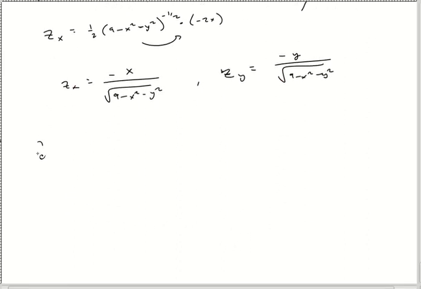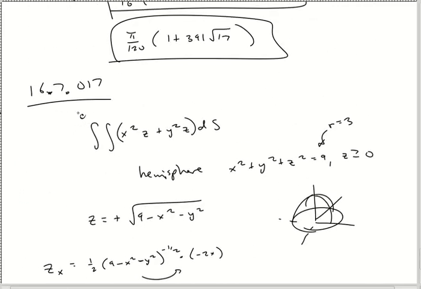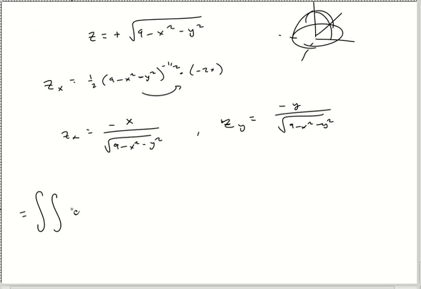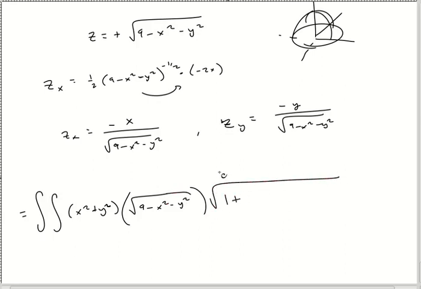Let's go back to my integral here. X squared z, y squared z. Well, the z can just come out, so I'm going to say x squared plus y squared times z. But z is this guy here, so times the square root of 9 minus x squared minus y squared. And then times the square root of 1 plus these guys here, squared, essentially.